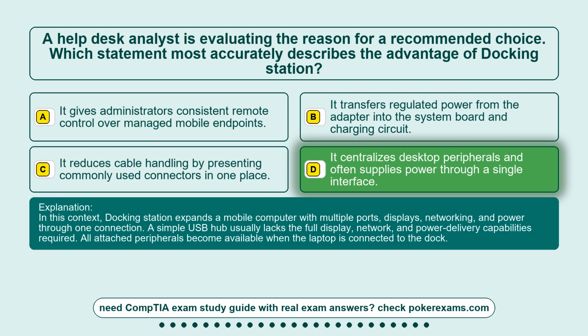In this context, docking station expands a mobile computer with multiple ports, displays, networking, and power through one connection. A simple USB hub usually lacks the full display, network, and power-delivery capabilities required. All attached peripherals become available when the laptop is connected to the dock.